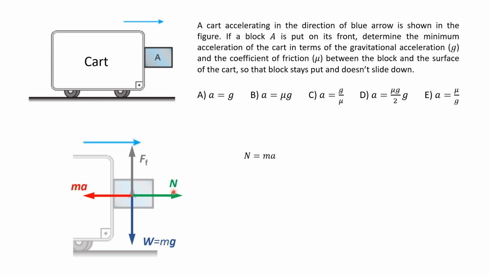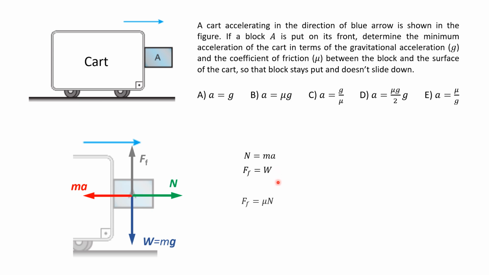Also, we want the block not to slide down. That means the friction force should at least be equal to the weight. Okay, if it's less than the weight, the block will start sliding down. So this is our second equation, which says the friction force has to be at least equal to the weight of the block. Now, what is the friction force?